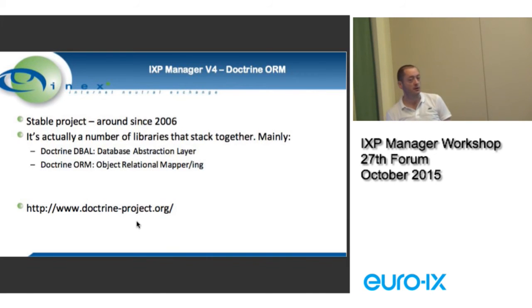Doctrine has been stable. It's been around since 2006, so it's quite an old project, and it's a number of libraries stacked together. But the two main important ones are DBAL, the database abstraction layer, and then the object relational mapping.